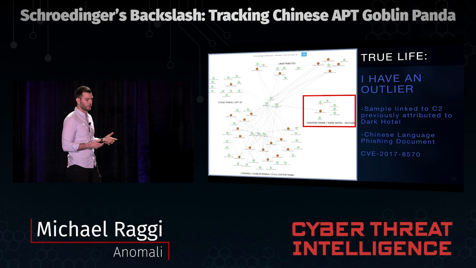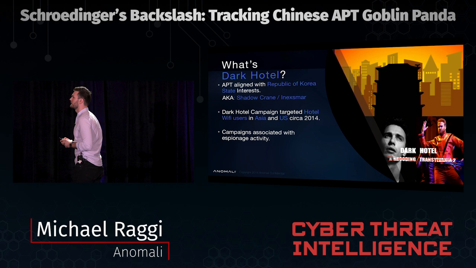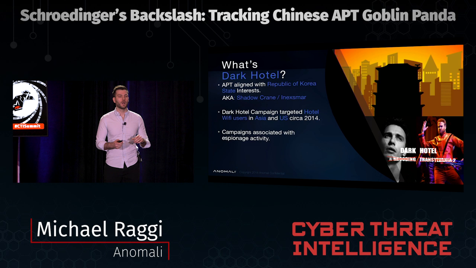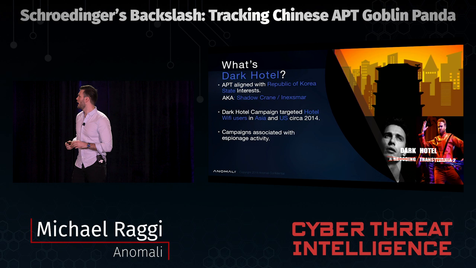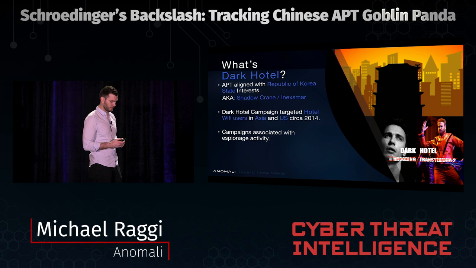So, we ask ourselves, what is Dark Hotel? Dark Hotel is an APT that is believed to be aligned with the Republic of Korea, so that is South Korea, known by CrowdStrike as Shadow Crane. Their malware primarily years ago was known as InXS-MAR. And I believe Dark Hotel was Kaspersky. I might be wrong. Feel free to correct me afterwards. This is a group associated with espionage activities targeting hotel Wi-Fi primarily.